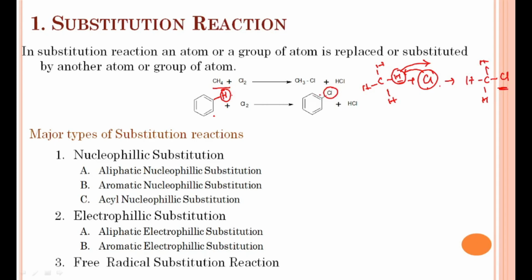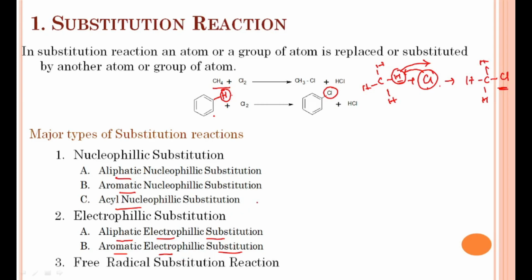The substitution reaction can be further divided into nucleophilic substitution reaction, electrophilic substitution reaction, and free radical substitution reaction. Nucleophilic substitution can be further divided into aliphatic nucleophilic substitution reaction, aromatic nucleophilic substitution reaction, and acyl nucleophilic substitution reaction. Similarly, electrophilic substitution reaction can be divided into aliphatic electrophilic substitution reaction and aromatic electrophilic substitution reaction, and the third type is free radical substitution reaction. I will discuss all the types of reactions by taking examples.